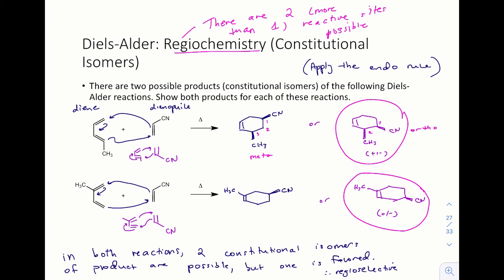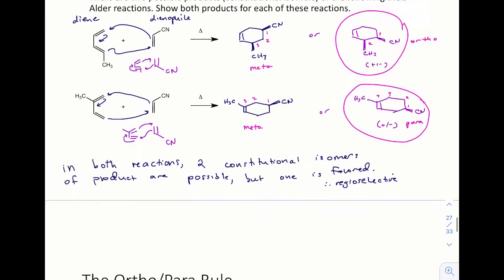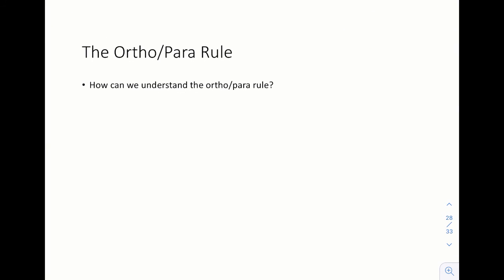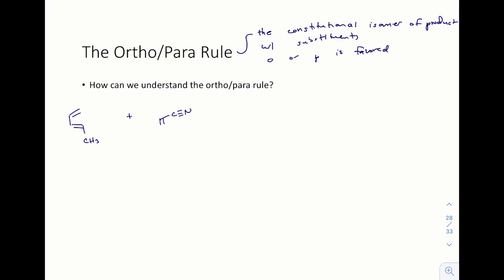For the second reaction, we see the same thing. The product with a meta relationship between the two substituents is not observed, but the product with a 1-4 relationship, which we can call para, is observed. So this is called the ortho-para rule. How can we understand it rather than just blindly applying it? Well, it's related to the electron donating and electron withdrawing groups on the diene and dienophile.